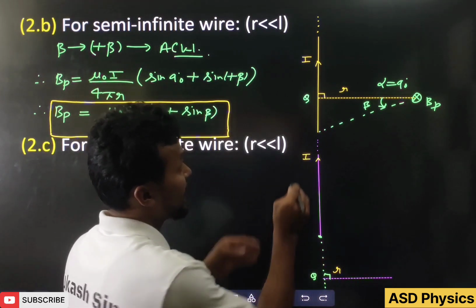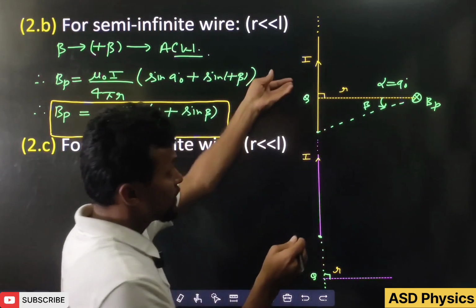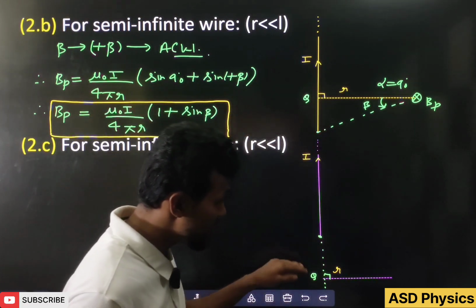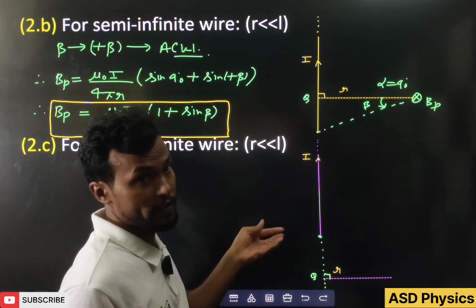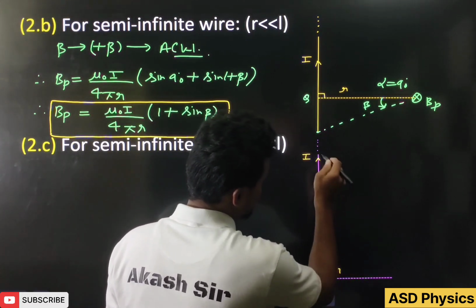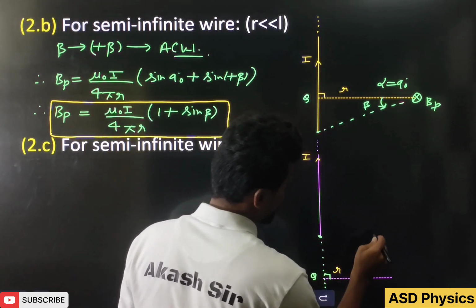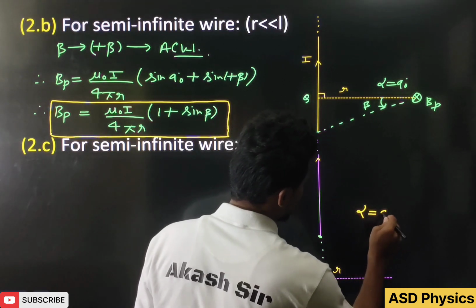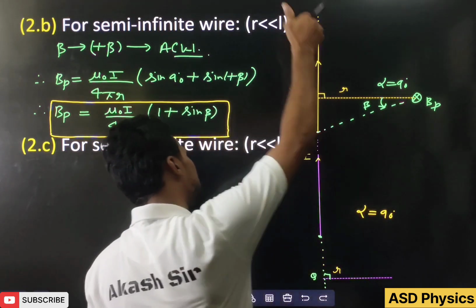So here you can see one end of the wire is down, below the point Q, and the other end of the wire is above the point Q. Remember that this side goes up to infinity, so anyhow alpha is 90 degrees. Why? Because this side of the wire is up to infinity.